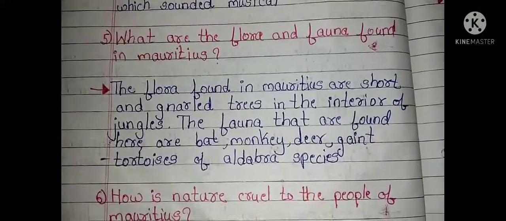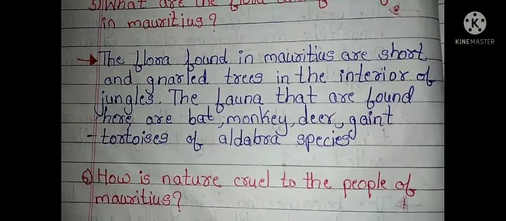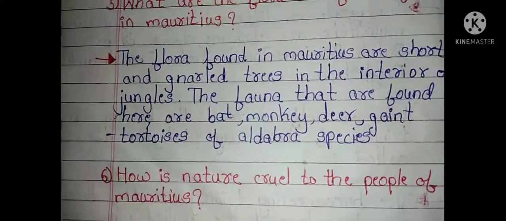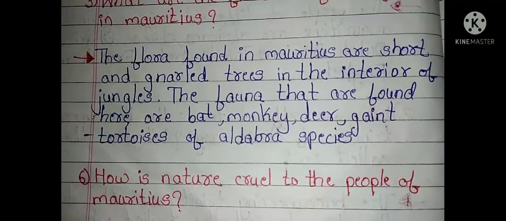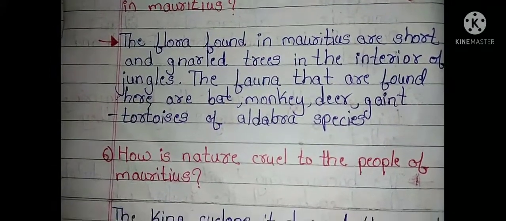What are the flora and fauna found in Mauritius? The flora found in Mauritius are short and gnarled trees in the interior of the jungle. The fauna that are found here are bat, monkey, deer, jane, tortoise of Aldabra species.